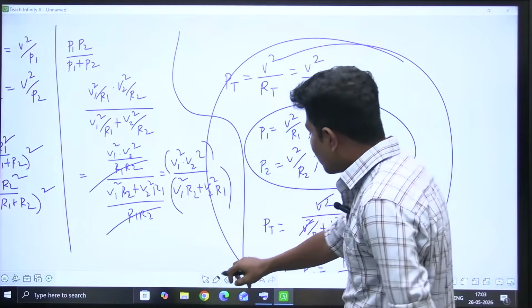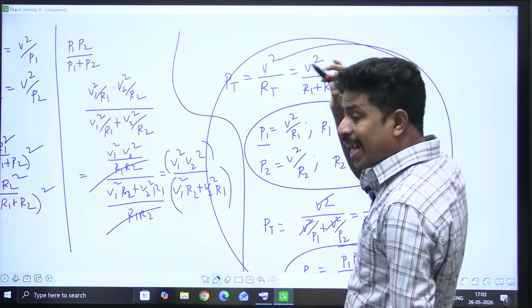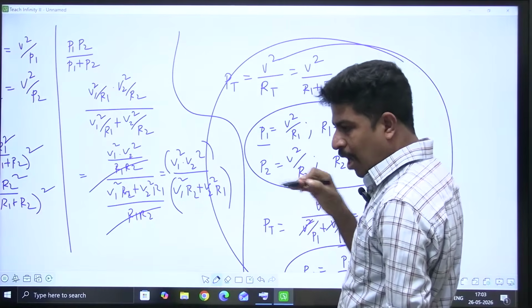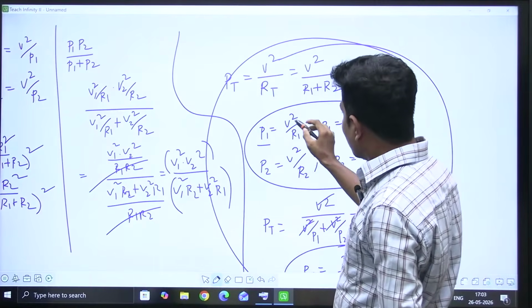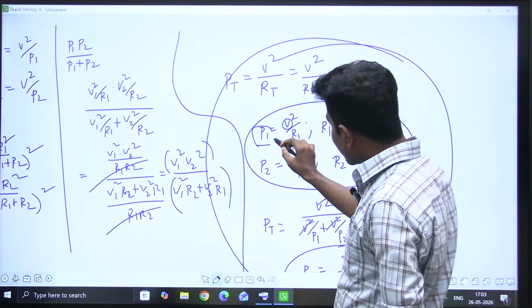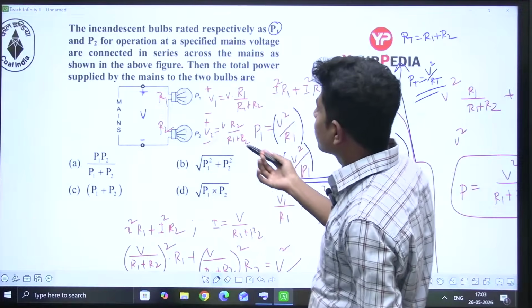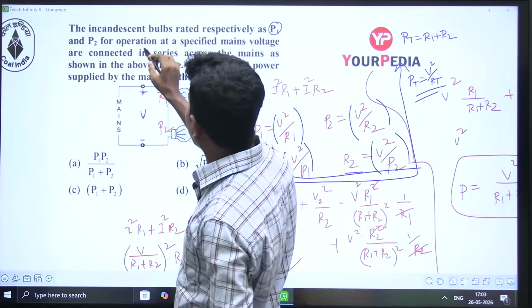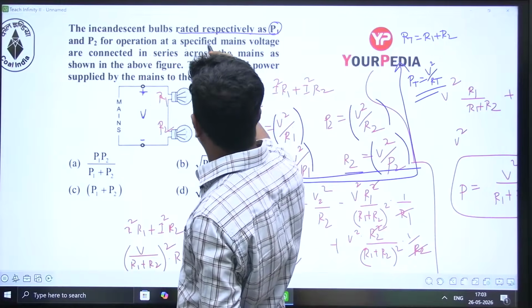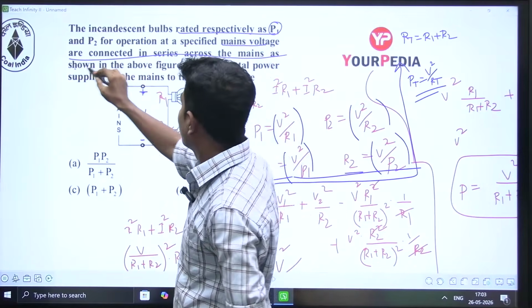P1, that's what I'm saying. P1 is the rating. It's not taking the total power P1 now. P1 is the rating. When total voltage is applied, that fellow is going to take this power. That's why he mentioned very clearly the rated powers. See, the incandescent bulbs rated respectively P1, P2 for operation at a specified mains voltage are connected in series across them as shown in figure.